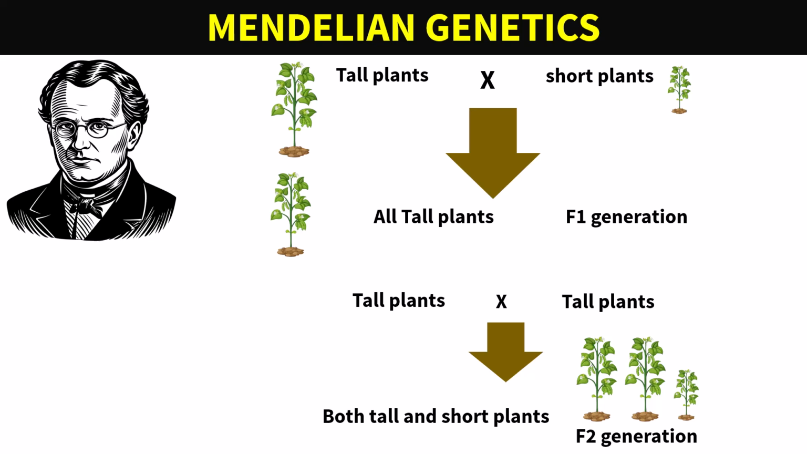Such characters are called recessive characters. They are determined by recessive genes or alleles. The strong characters that mask recessive characters are called dominant characters, determined by dominant genes or alleles.